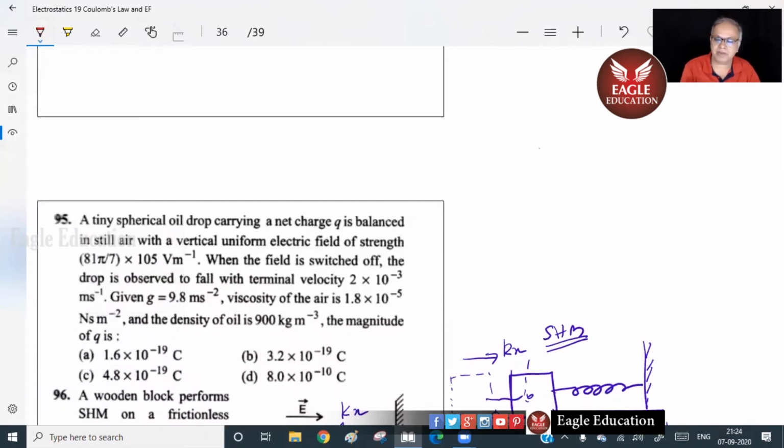We have an oil drop here. It has got a charge Q. So its weight is mg. When E is applied, it is balanced in still air with the vertical uniform electric field of strength so much. So E must have been applied like this. EQ force will act like that because of the electric field. And there is a force of buoyancy.